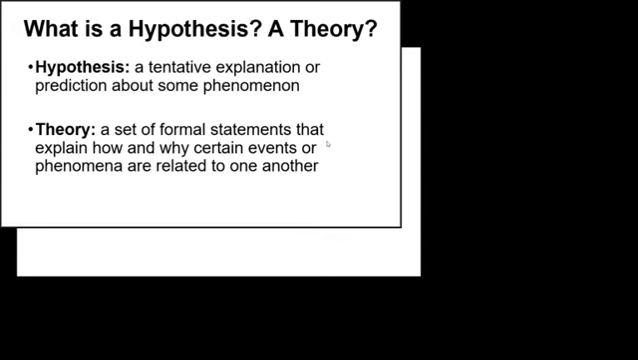Now, a theory is actually going to be a broader concept. This is a set of formal statements that are trying to explain how and why certain events are related to one another. So the hypothesis is this is what will happen. The theory is why it happens. So you need a base theory, this overarching idea of what you think is going on in that system, in order to start making predictions or specific hypotheses about what will happen. So the hypothesis is the what, and the theory is the how or the why.